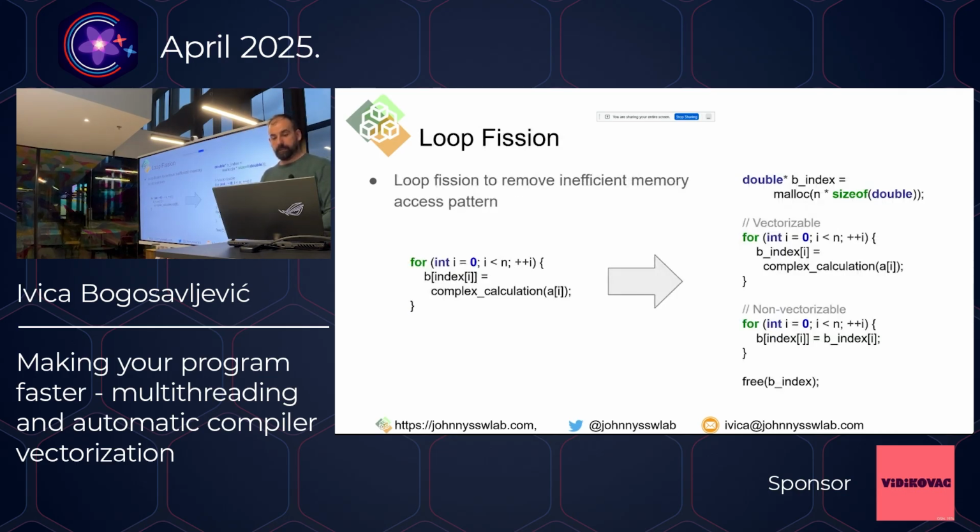Here is an example of loop fission you're using to remove the inefficient memory access pattern. Like this B of index of I is inefficient, but then you do the complex calculation, and finally you're doing this step, which is non-vectorizable. You're doing it in a separate loop. Okay, questions?